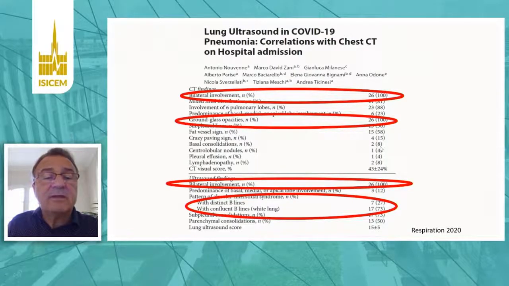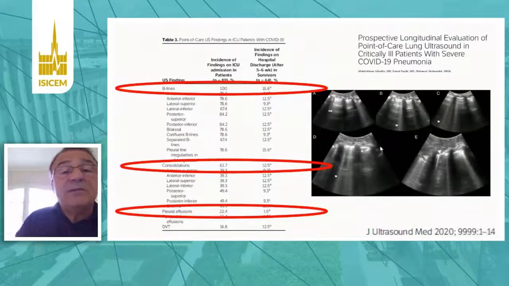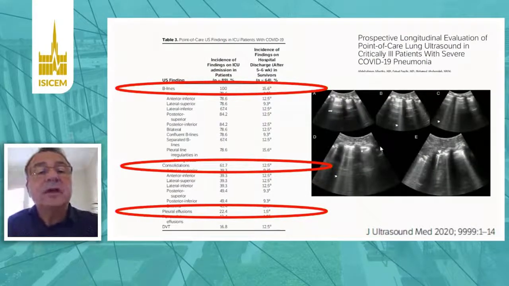And you see that they analyze the ultrasound findings in these patients. Again, bilateral involvement was present in 100% of cases, and B lines were present in a very high percentage. In contrast, as you can see in this other study, even if the B lines are present in 100% of cases, the consolidation is present in 50 to 60% of cases, but pleural effusion is very rare, present in 22% of cases.